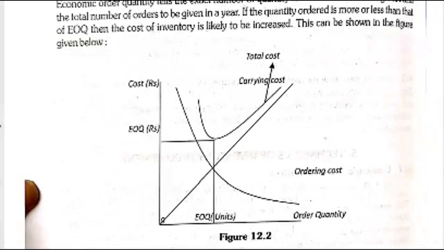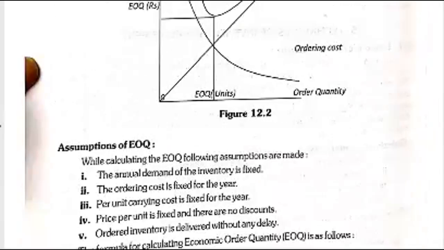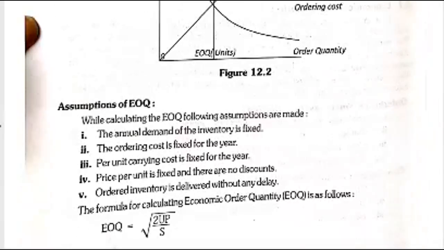Now, this EOQ model is based on certain assumptions. What are those assumptions? Here, you already know in advance how much inventory you need throughout the year. What is the annual demand of the inventory for a year? For example, I say your business needs 10,000 units during the year. This 10,000 units is the annual demand.